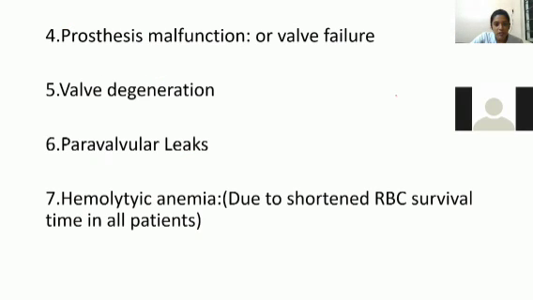Then prosthesis malfunction or valve failure. We place the mechanical or the bioprosthetic valve there and the valve is not functioning properly. That means valve failure. That is also a complication. Then valve degeneration. The valve which we placed degenerates. Anyway, it is a foreign body, so degeneration can happen. Then paravalvular leaks. The valve is not competent enough, so leaks are happening. Then hemolytic anemia due to shortened RBC survival time in all patients. So hemolytic anemia is also a complication. So this is about the complications of valve replacement.